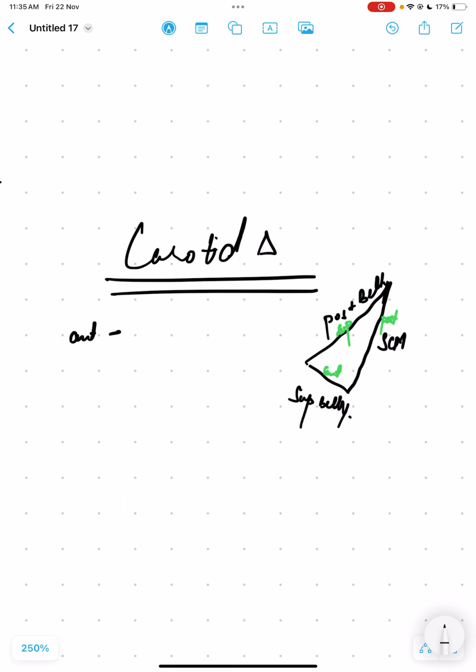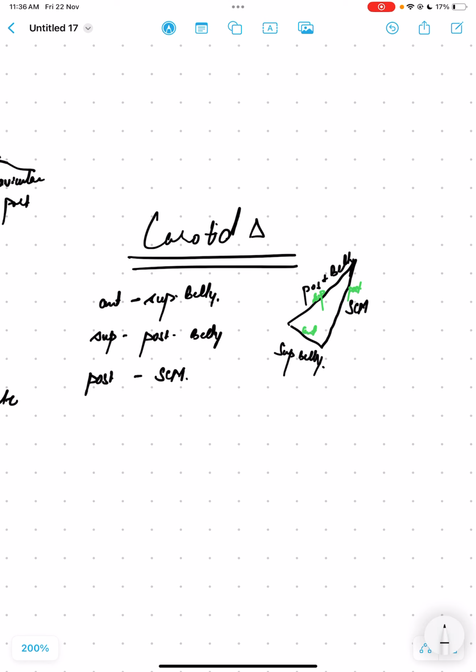Anteriorly or anterior inferiorly we can see the superior belly of omohyoid. Superiorly we can see the posterior belly of digastric. On the posterior side we can see the sternocleidomastoid. The floor of it is formed with the help of the middle constrictor, inferior constrictor and the thyrohyoid membrane.